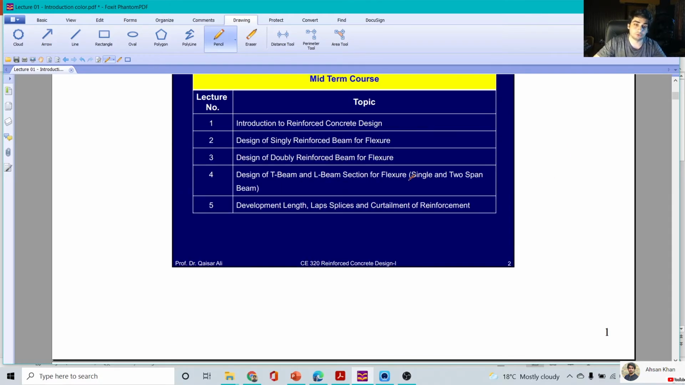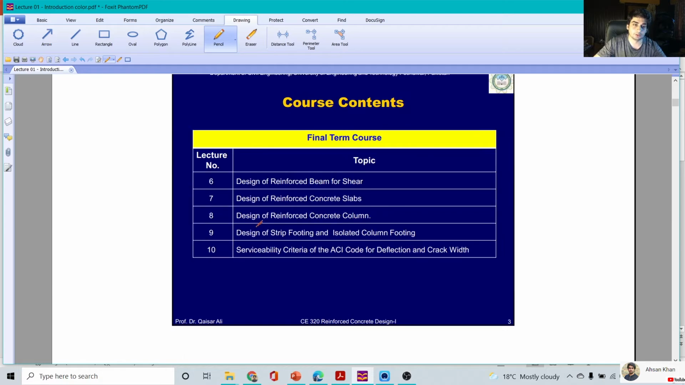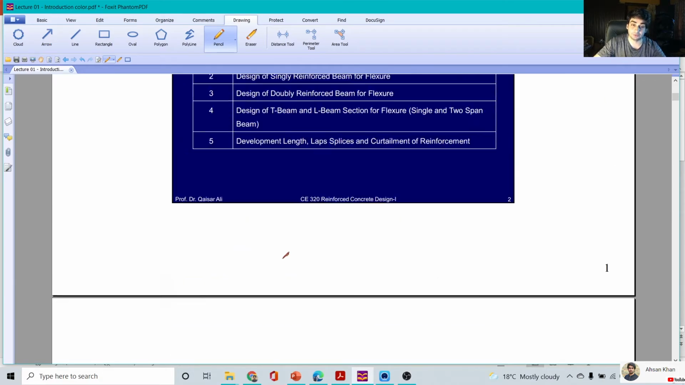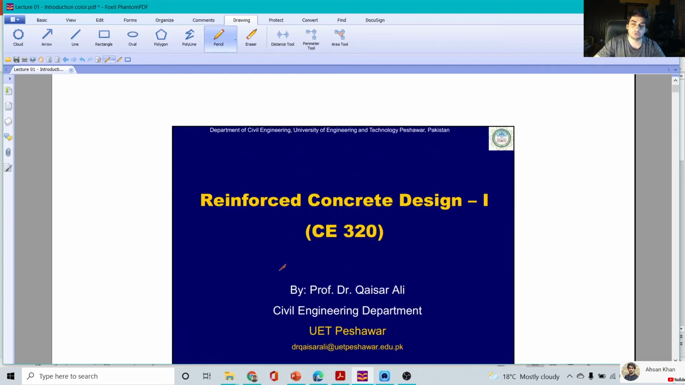The concepts are going to be like introduction, design of singly reinforced, doubly reinforced, and you can see these topics, as well as these topics, right? So these are some topics that we're going to be discussing in reinforced concrete design 1. And in 2, we will continue the topics and move towards more advanced concepts.